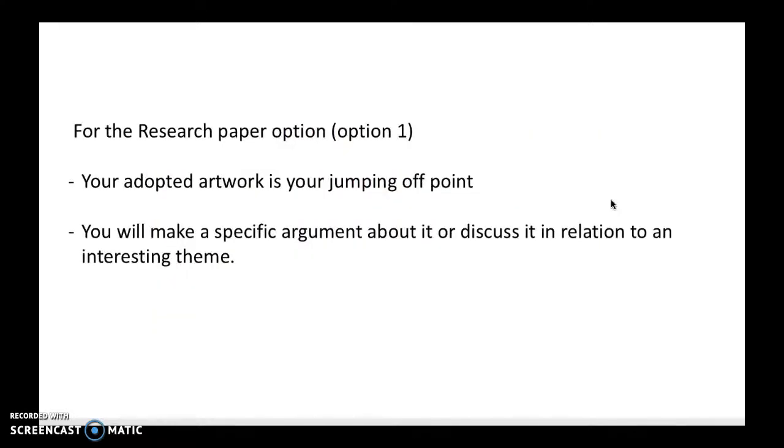So to recap, for your research paper, if you're going to do option 1, your adopted artwork is going to be your jumping off point, and you're going to make a specific argument about it or discuss it in relation to an interesting theme. So that's option 1, again about 5 to 7 pages. No general reports on your artwork. I know I'm really stressing this, but it's one of the main things I'll be looking for when I grade it. Let's say you do option 2 instead.